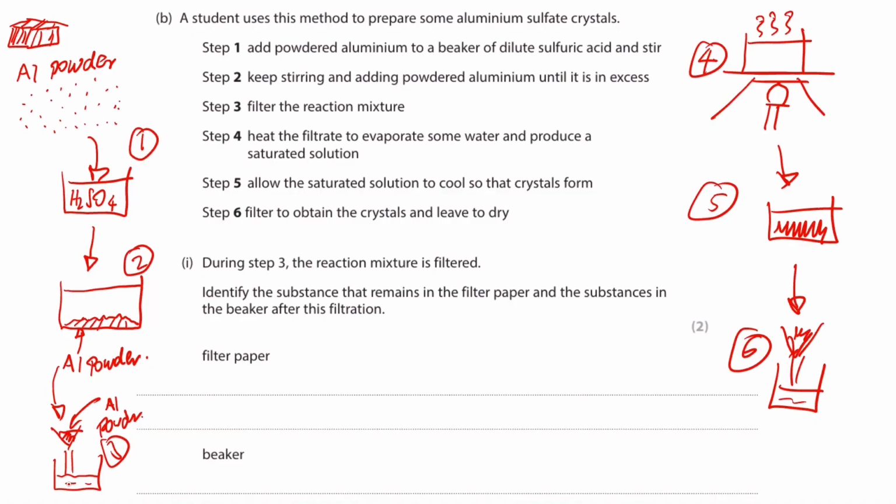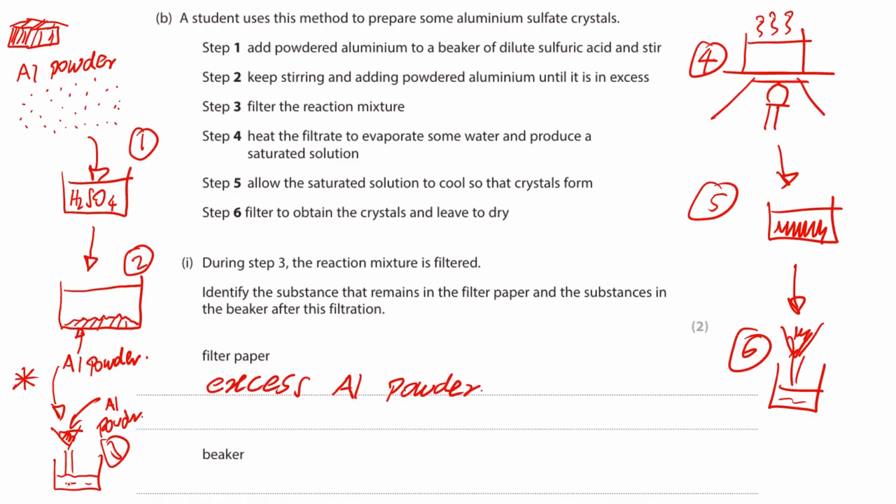Alright. So we know that in this step 3, that means here, right? Why do we filter it? To remove the excess aluminium powder. So who will remain in the filter paper? Excess aluminium powder. Whatever aluminium powder is in excess will remain in there. So aluminium powder.